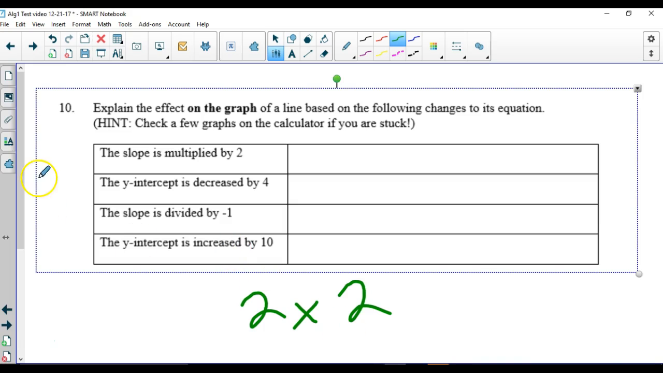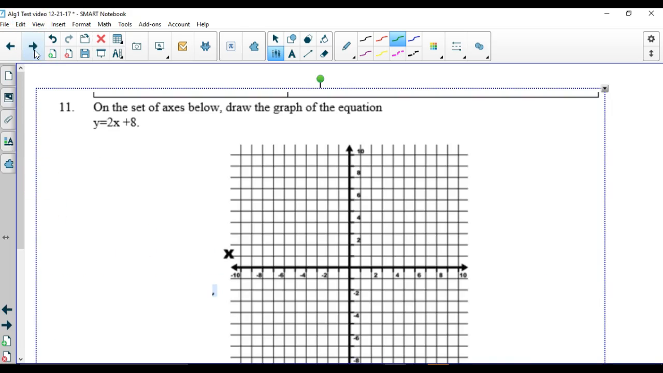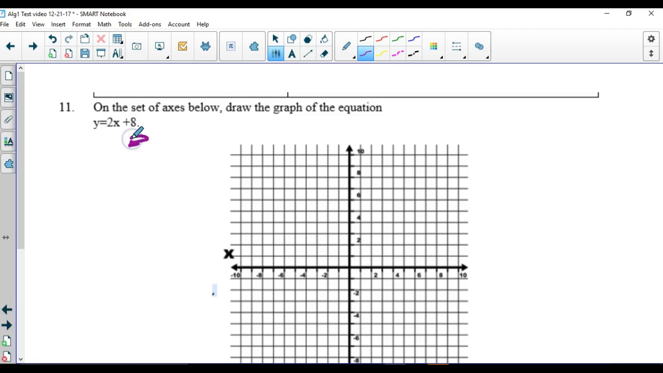So guys, in this question, just simply plug it into the graph, you'll get a good understanding. On a set of axes, draw the graph of the equation y equals 2x plus 8. And again, you start here at the y-intercept. So the y-intercept is 8. I'm going to go up to 8 on the y-intercept. I'm going to start my graph. 1, 2, 3, 4, 5, 6, 7. I started right here at 8.